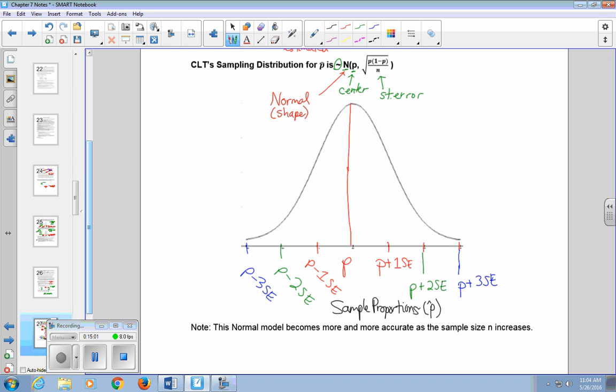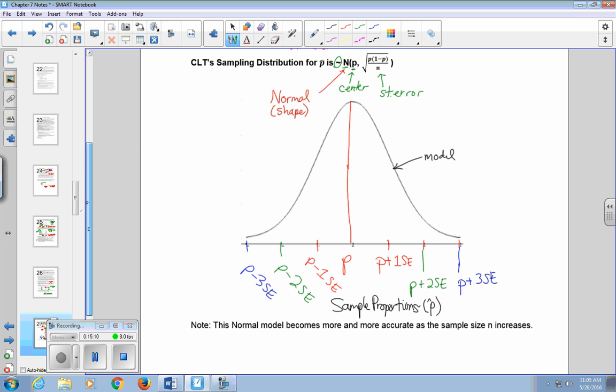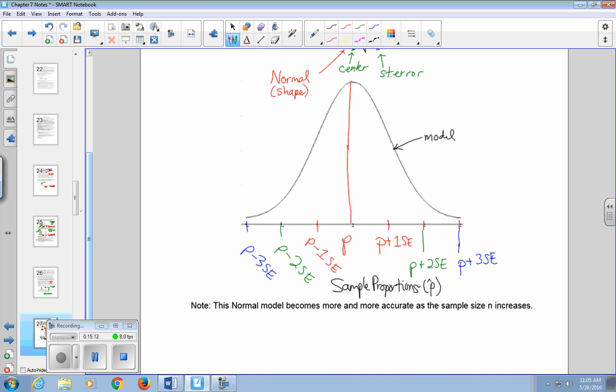Note that this normal model, and again, this is a model that we're using here, not the results of a simulation, it's just a model of what would happen if we ran a simulation. Note that this normal model becomes more and more accurate as the sample size n increases.